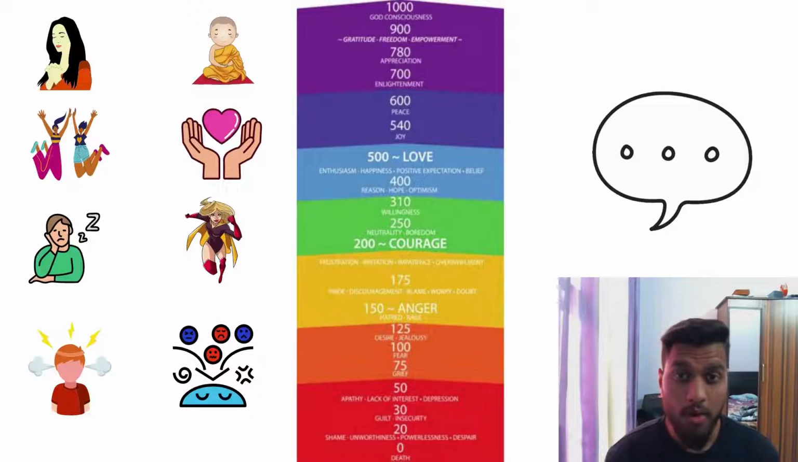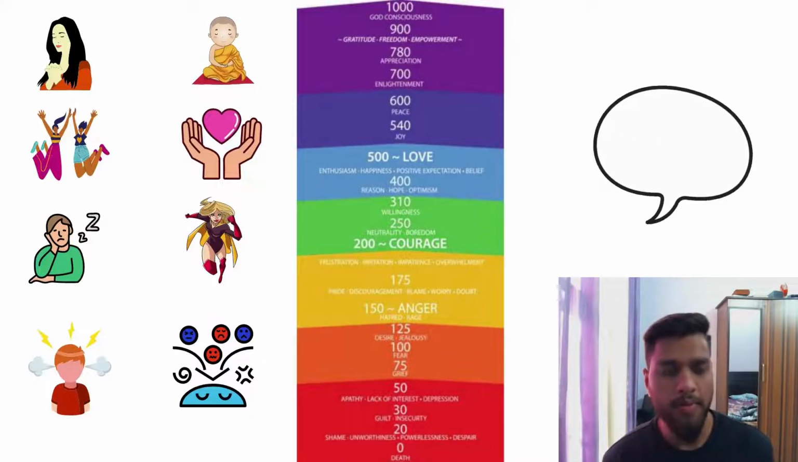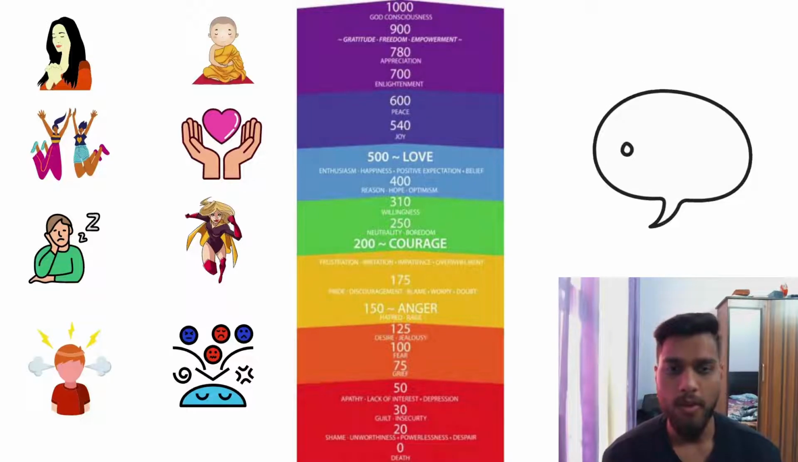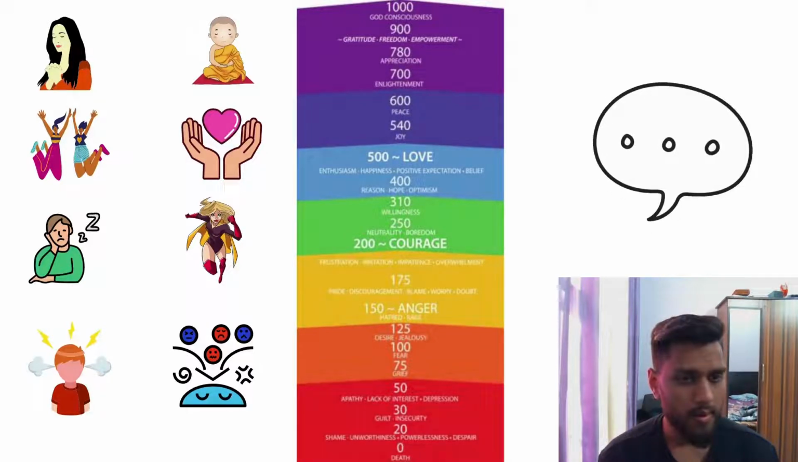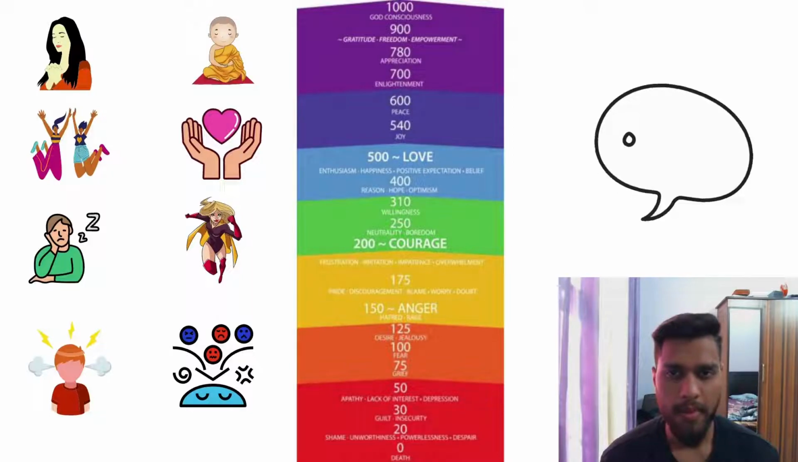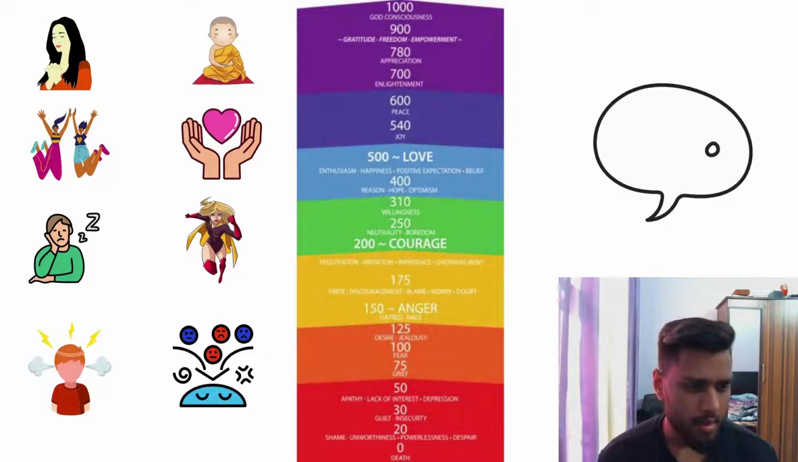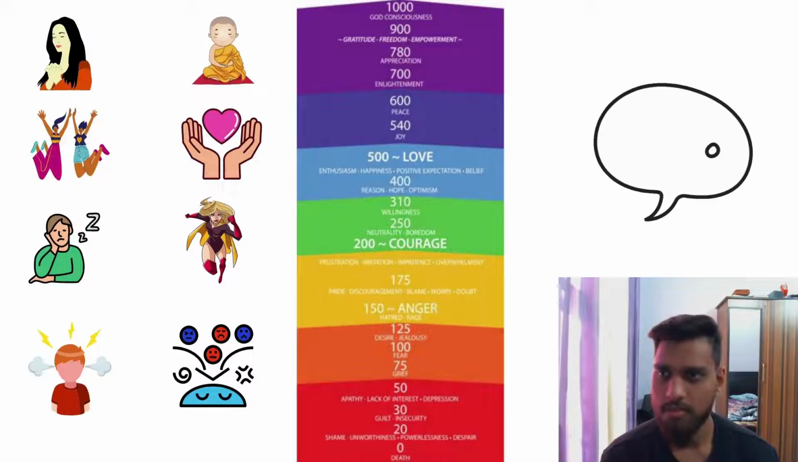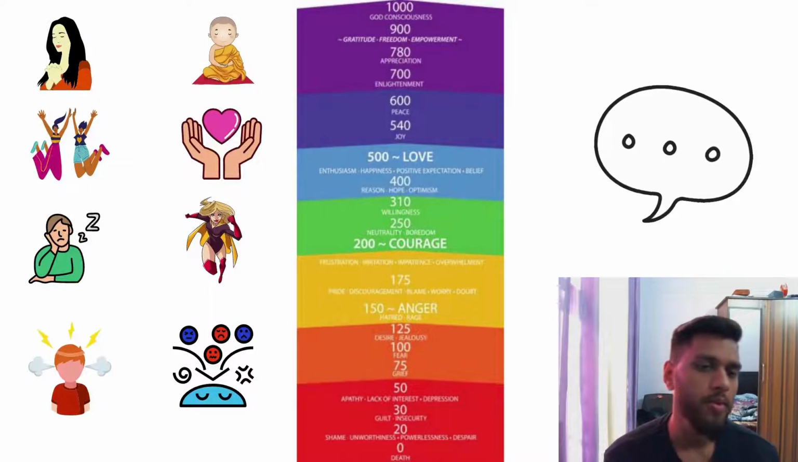So on 900 it's gratitude, it's freedom, that you can make your own decisions. Okay, you can do what you want. Okay, it's freedom, empowerment. So this is a little explanation of how all this works.